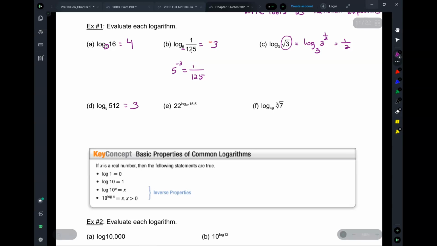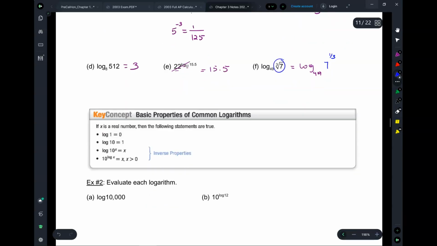Okay, what do you think about this next one? Look at this pattern. b log b is just 15.5. That's it. That's the pattern. So here, we're going to rewrite this like that. How much? 7 to the 1/3. Okay.